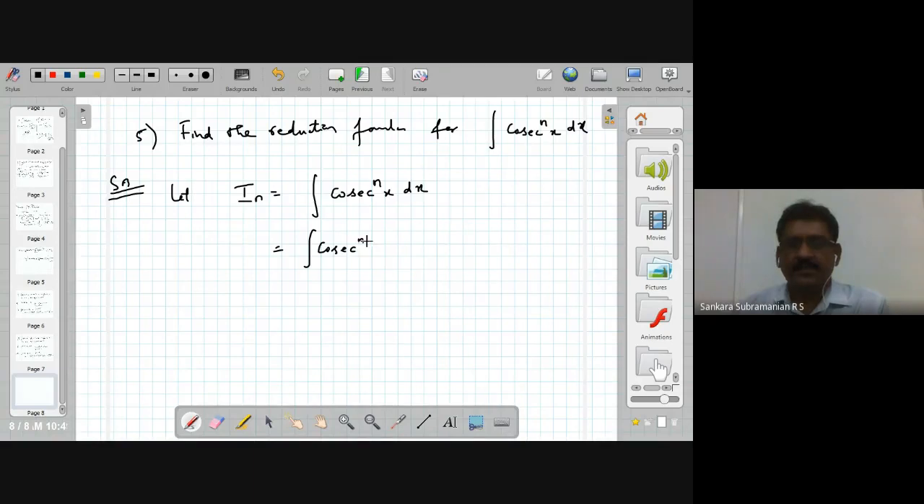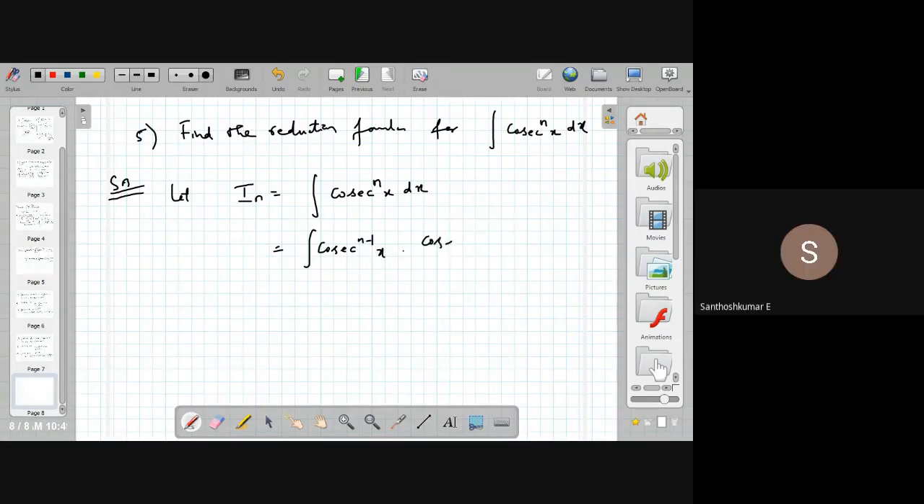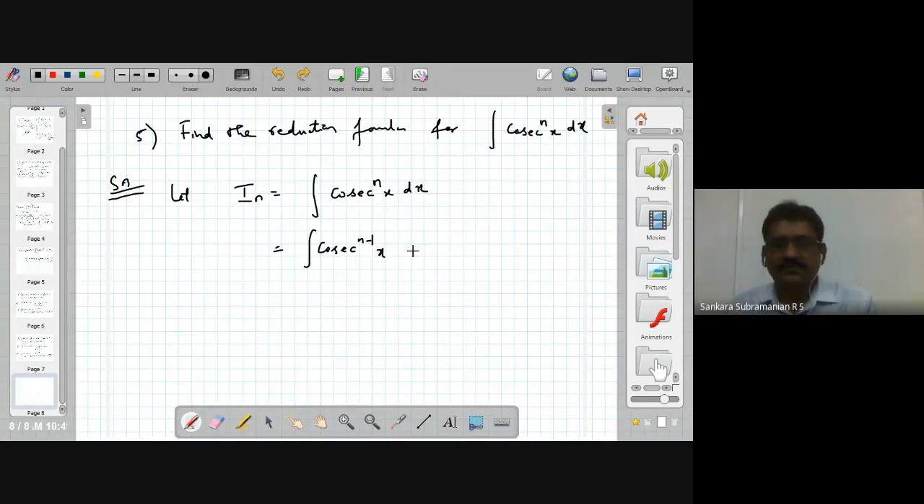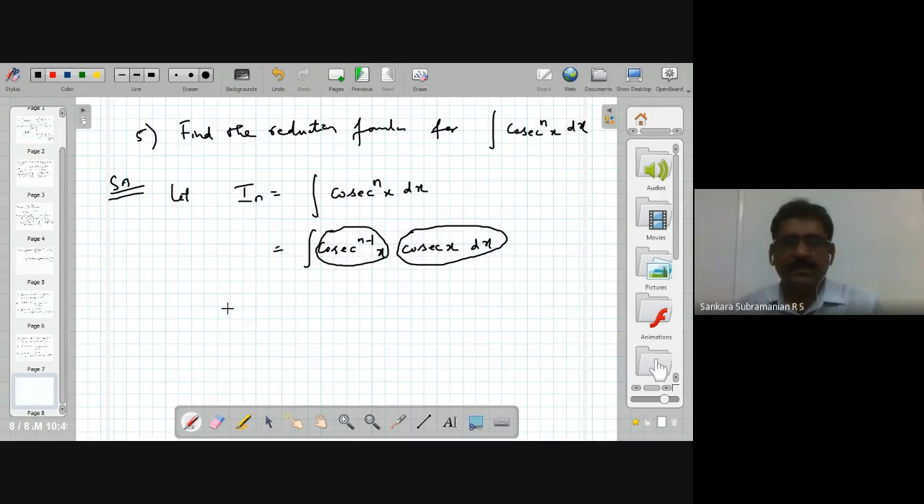cosecant power n minus 1 x into cosecant x dx. So this is dv, right? Let u equal to cosecant to the power n minus 1 x and dv equal to cosecant x dx.